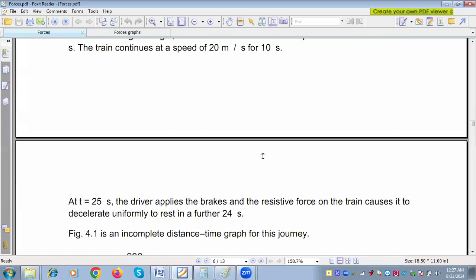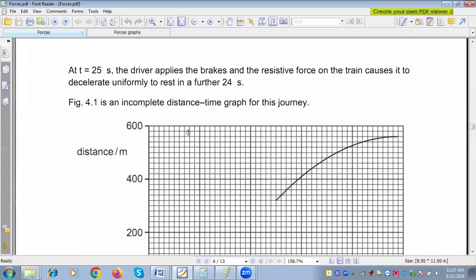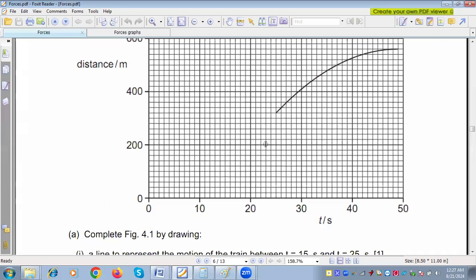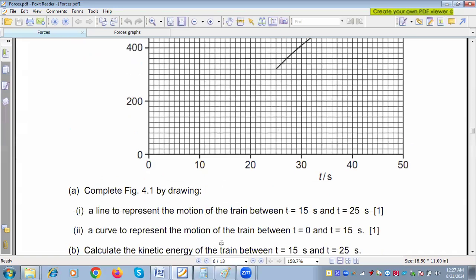Because this is mentioned in the question, it is accelerating, and at t equals to 15 seconds it acquires the speed of 20 and it continues going with that speed of 20 meter per second. So a distance time graph for a constant velocity will be a straight line. So that will be a straight line starting at t equals to 15 up to t equals to 25. So that is the easier part, and done for you also. I'll be doing here just to show where t equals to 15 is coming.